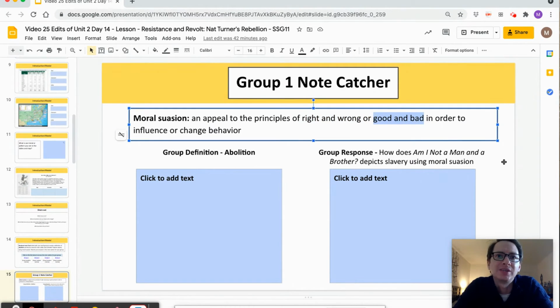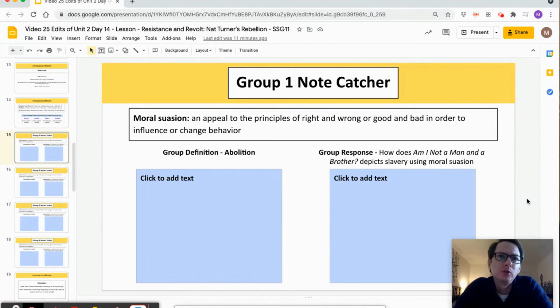Persuasion can be seen as the effect. If a person is persuaded, that means the suasion worked. Anytime a person uses words to get somebody else to do what they know is right, that is moral suasion. It is a technique that Dr. King used often. Now, see if you and your small group can apply this concept and discuss how Am I Not a Man and a Brother depicts slavery using moral suasion, and you can record your responses right here.